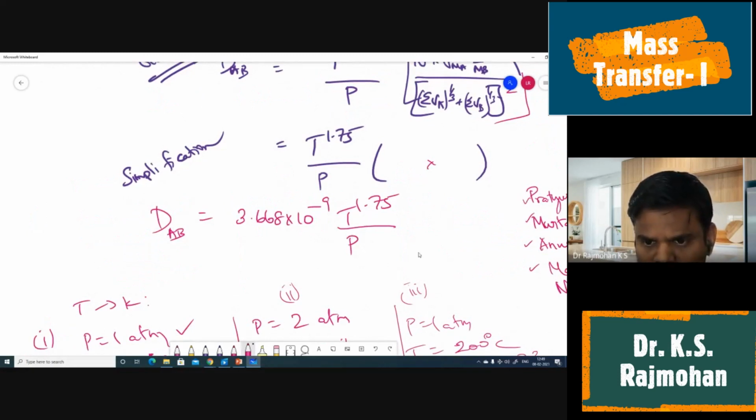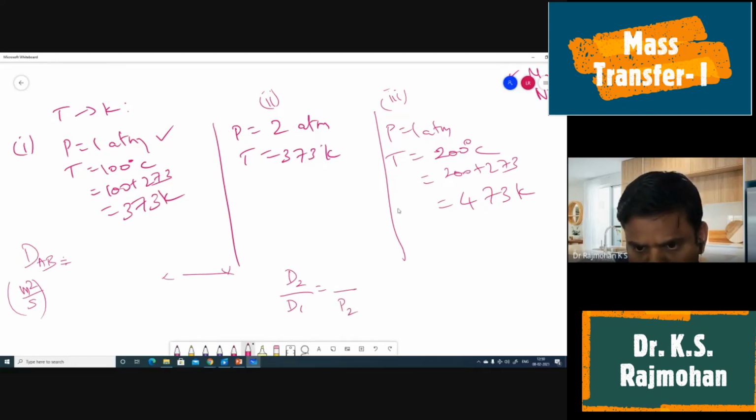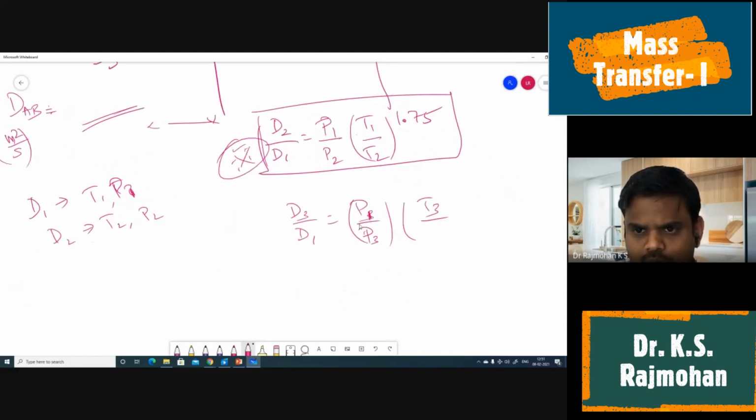In general it is like this. Okay. So this is one approach. Another approach is Pratyush will first determine the final answer directly. If you have done that way, so for second case, third case, we can make use of these two. D2 by D1, D is directly proportional to T and inversely proportional to P. Please take care what is the proportionality. That is correct. Okay.